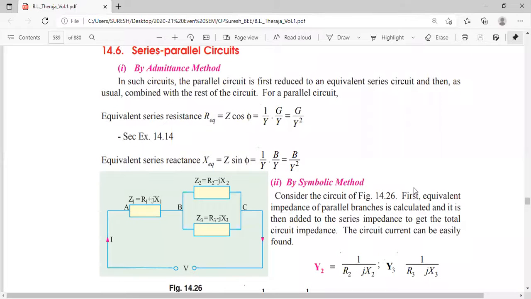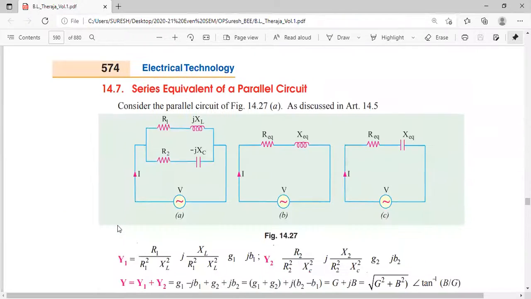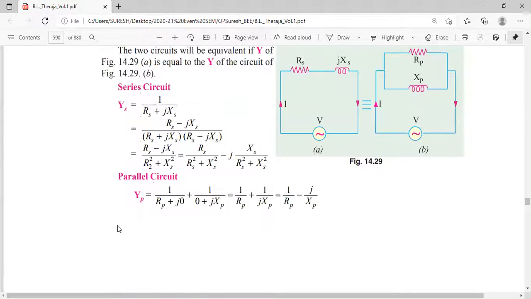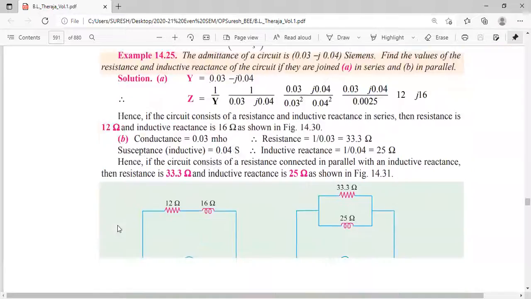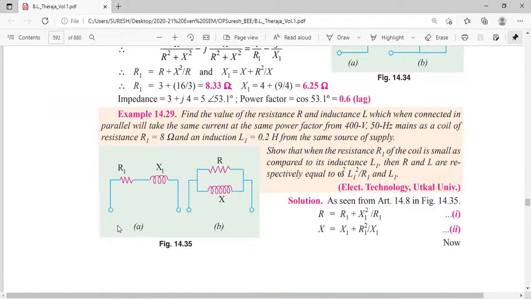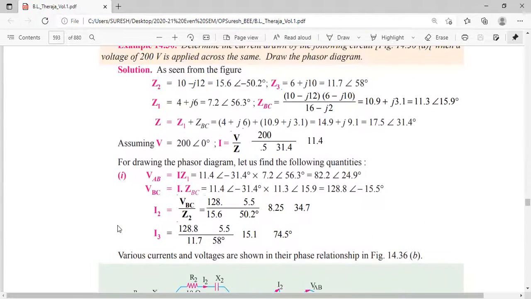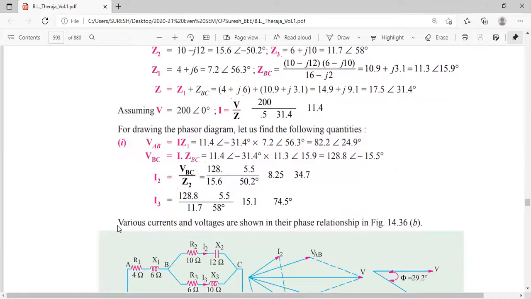So one student asked, suppose the current is in... before that, this problem we'll see in the next class. Z1 and Z2 are parallel. These two are parallel and one is in series. The parallel combination is connected in series. We'll do this problem in the next class. I'll show the problem. This problem, 14.3, you will do in the next class.